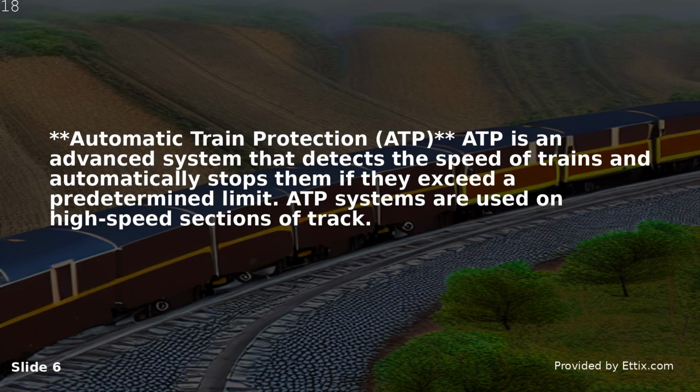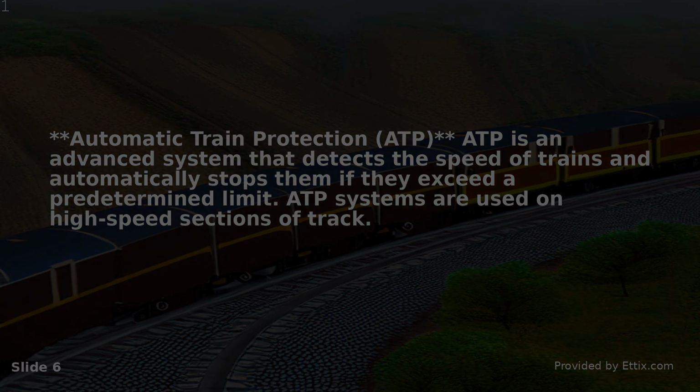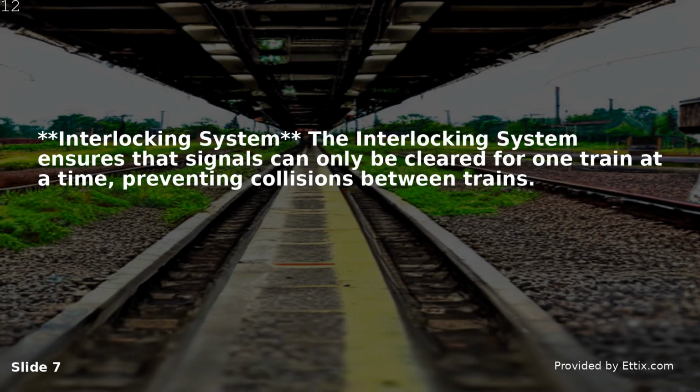Automatic train protection (ATP). ATP is an advanced system that detects the speed of trains and automatically stops them if they exceed a predetermined limit. ATP systems are used on high-speed sections of track. Interlocking system. The interlocking system ensures that signals can only be cleared for one train at a time, preventing collisions between trains.